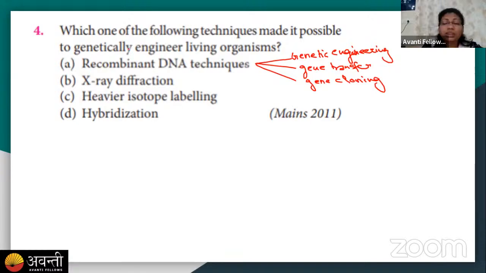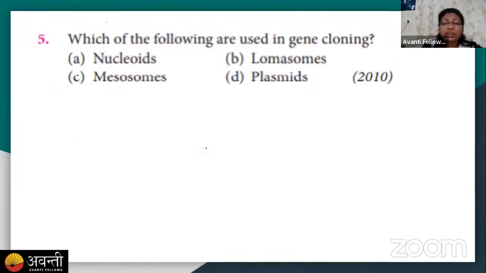Question number 5, your next question. Which of the following are used in gene cloning? Out of these four options, which molecule is used in gene cloning? A, nucleoids, B, C, mesosomes, and D, plasmids. So you have the correct answer, plasmids. These plasmids, they are DNA.